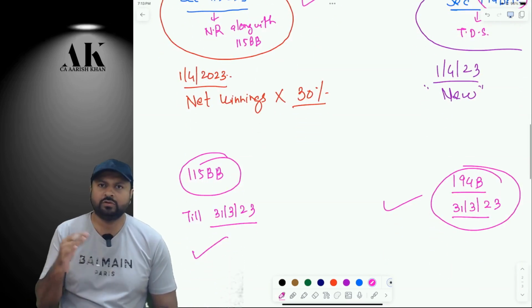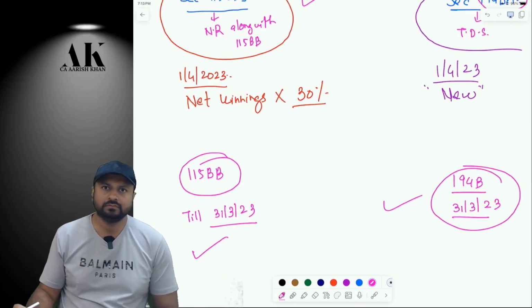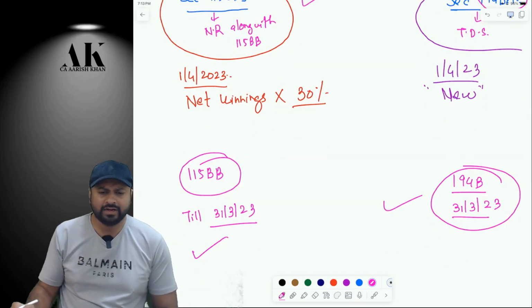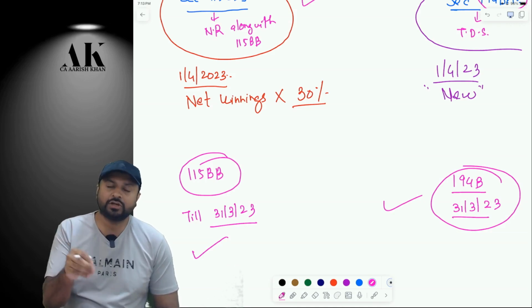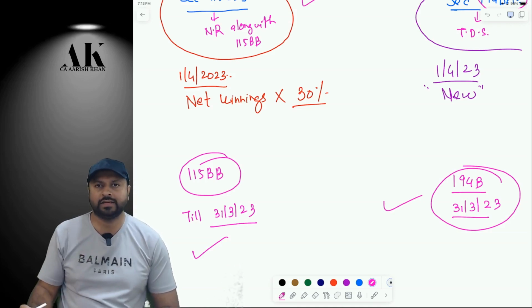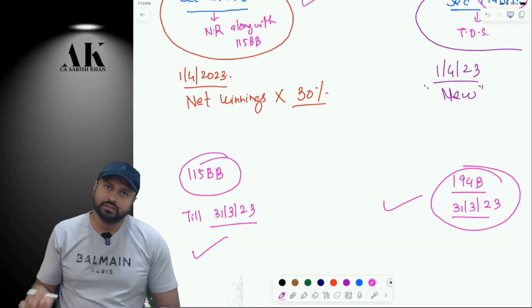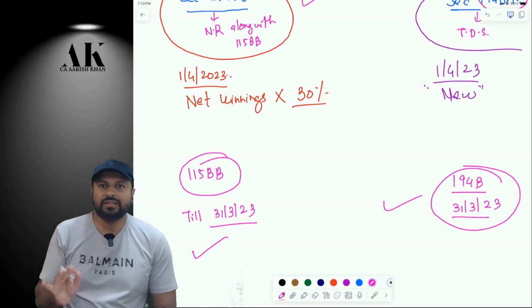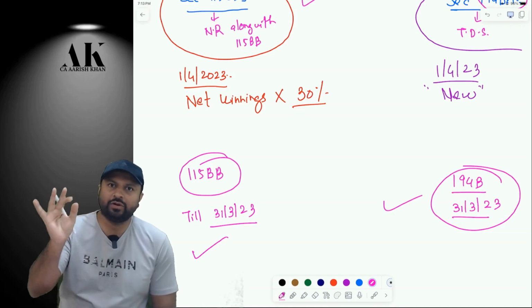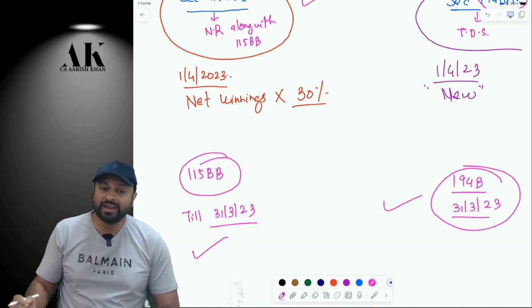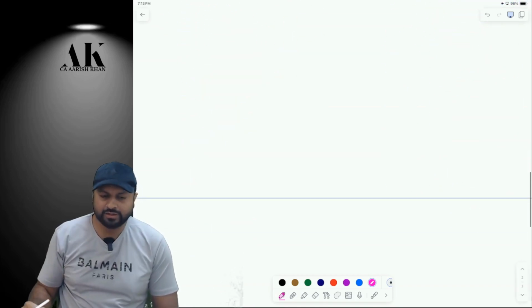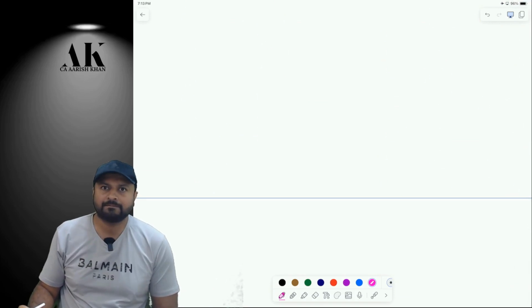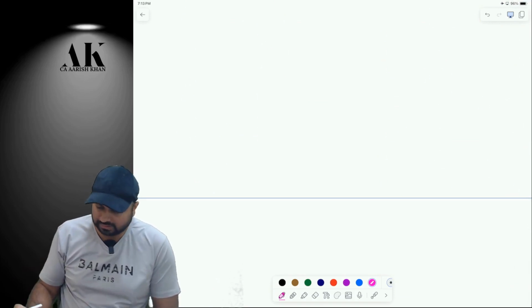Sir, what was the need to make a separate section? It was getting covered in 194B also, right? What was the need to make a separate section with effect from 1st April 2023? That is the entire catch. That is the entire logic and reason that we are going to learn in today's lecture: why there is a need to make a separate section. So let me tell you why. Okay, let me give you an example.